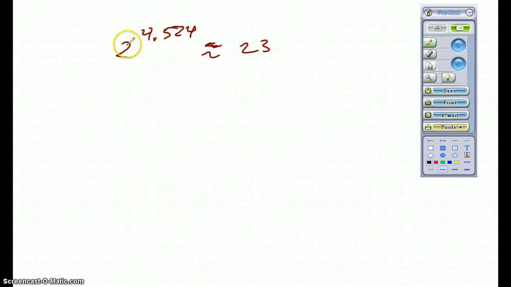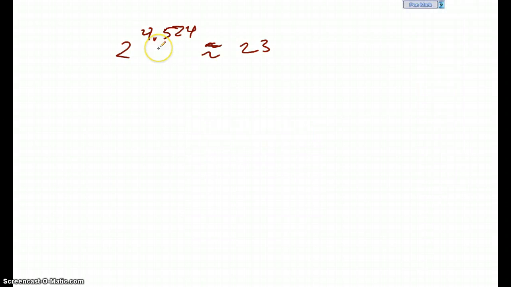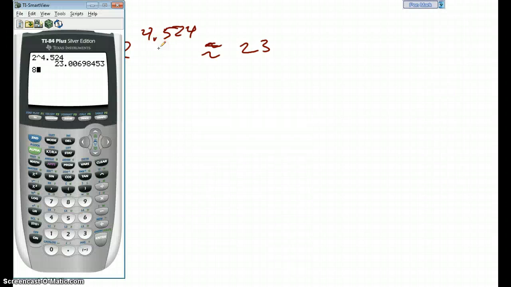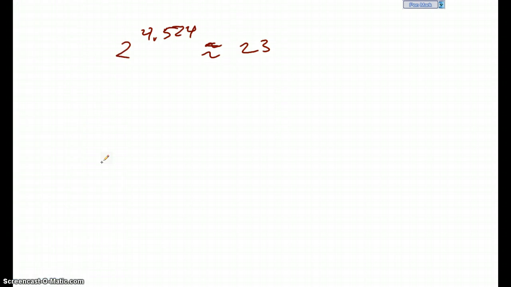So in other words, 2 raised to the 4.524 power should give me about 23. Well, there I see that it gives me 23 and some change, which is perfectly fine because that gives us a lot closer than using 4.55 as the exponent.